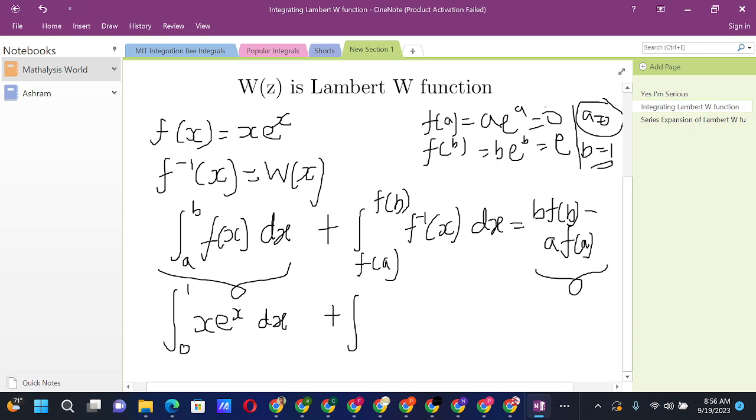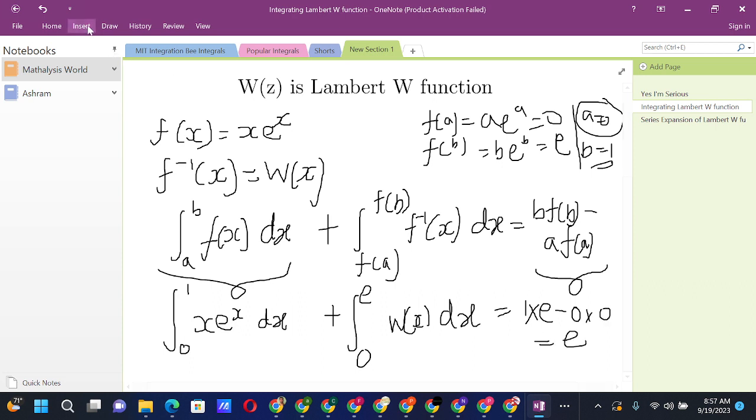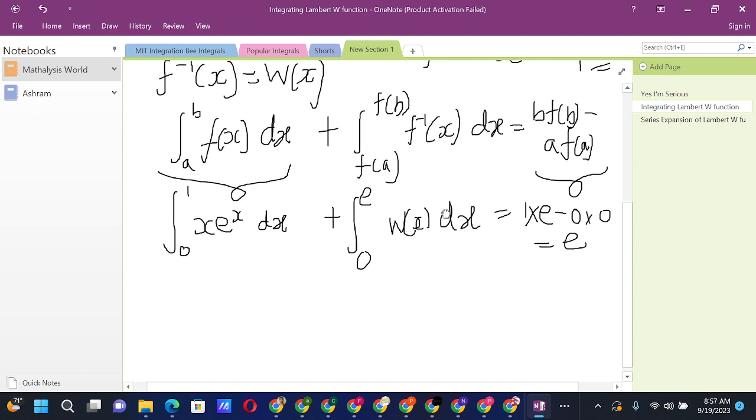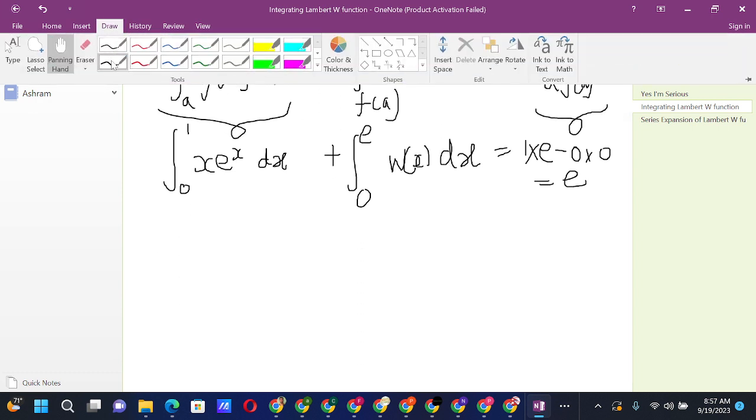F of a is 0 and f of b is e, and f inverse x is defined as Lambert W of x, and here we have b f of b minus a f of a. B is 1, f of b is e, minus a is 0, f of a is 0. So that's just e. Now you can see how we will proceed.